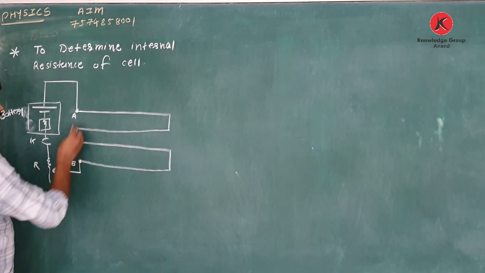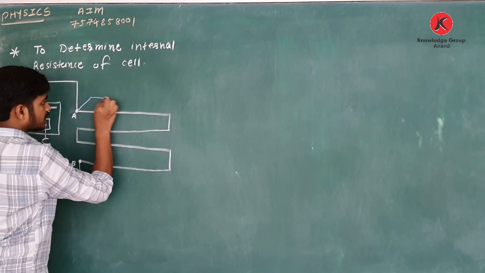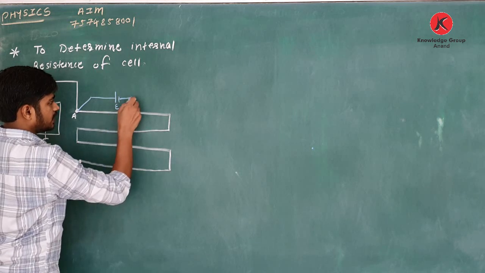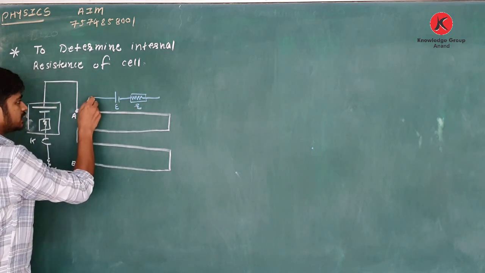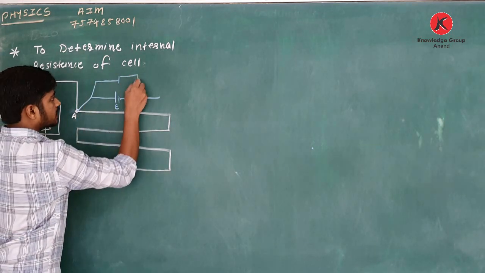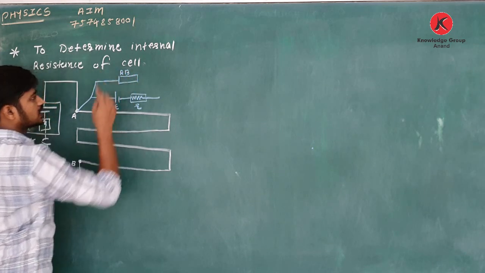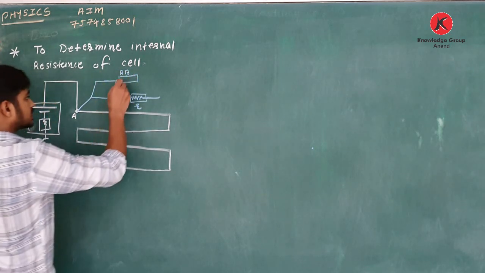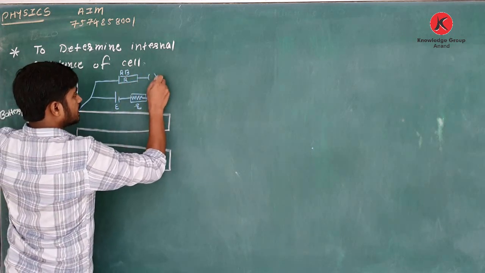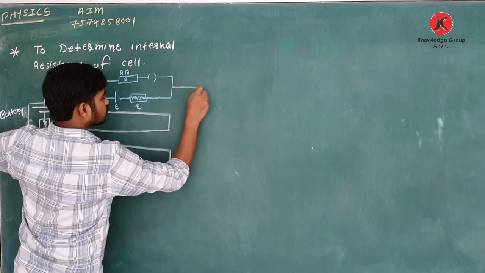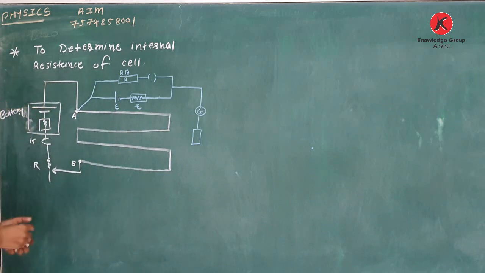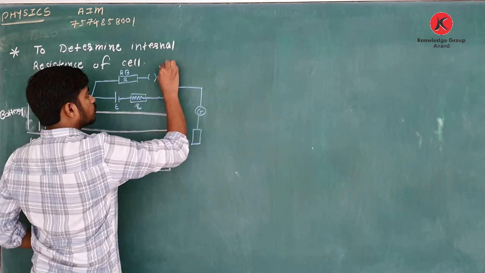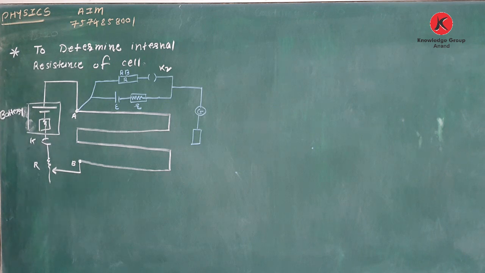From this point A, let there be one cell having EMF E and internal resistance r. It is connected in parallel with a resistance box, having resistance R, and a key. From this point, again, one galvanometer is connected, and here is one jockey. It is K2. Clear about this? So it is the circuit to find the internal resistance of a cell.